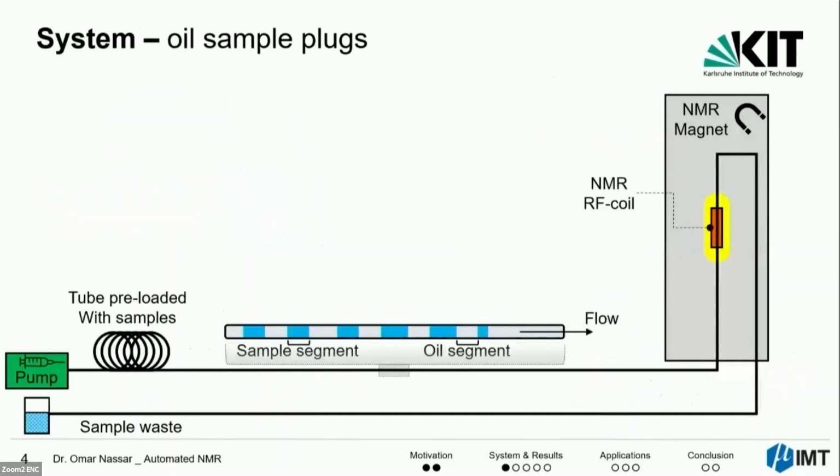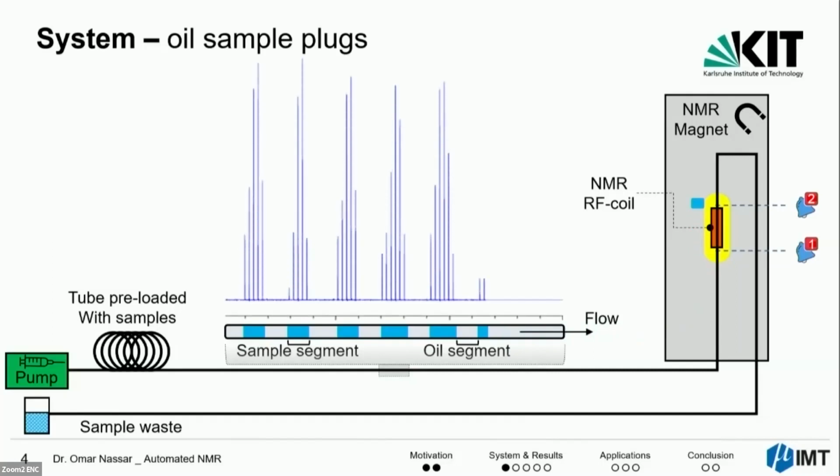So if we adopt the flow-based approach, but instead of having a single sample in the flow tube, we can have a series of different samples separated by a segment of immiscible fluid. Then once we put this line of different samples under flow, we get a notification once the sample reaches the detector inside the magnet, and then another notification once the sample leaves the detector. We can get the spectrum of each sample separately.